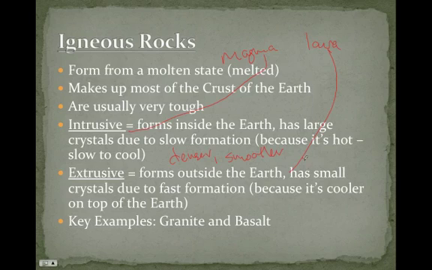So for volcanoes, they have smaller crystals due to faster formation because they come in contact with air or water. They also tend to have vesicles. And vesicles are small openings in the rock which form because gases escaped as the rock cooled. So as these gases escape, they leave these little openings behind.